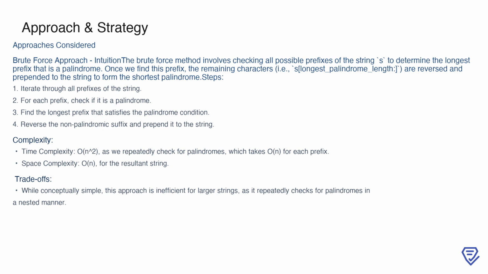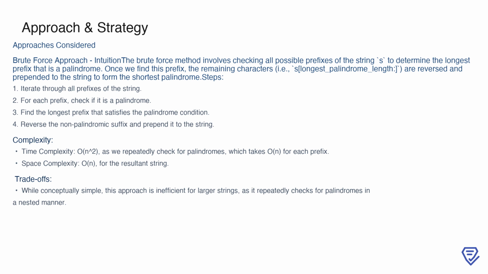The intuition here is straightforward. We check all possible prefixes of the string to find the longest prefix that forms a palindrome. Once identified, the remaining suffix of the string, which is not part of this palindrome, is reversed and added to the front to form the shortest palindrome. The steps involve iterating through each prefix of the string, verifying if it is a palindrome, and keeping track of the longest valid prefix. Finally, we reverse the non-palindromic portion and prepend it to the original string.